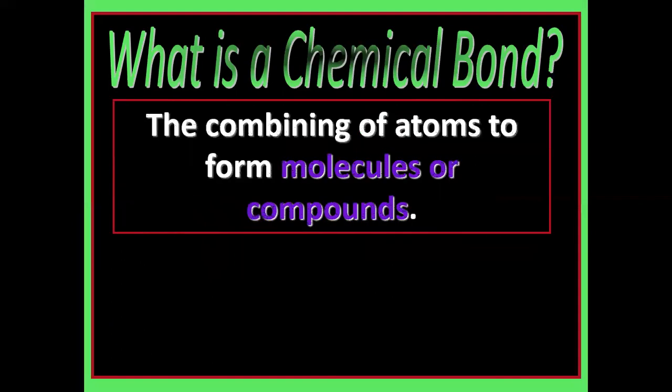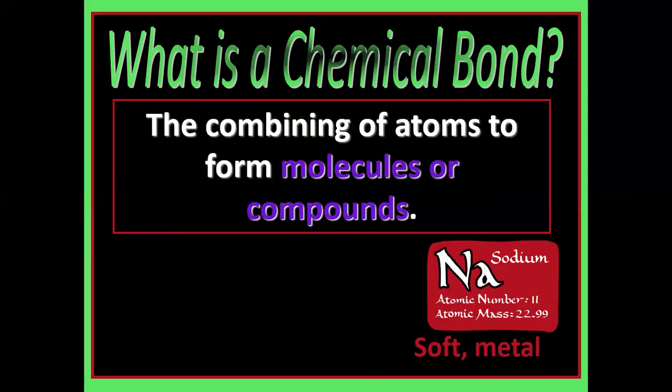What is chemical bond? The combining of atoms to form molecules or compounds, or the force of attraction that holds atoms together in a compound. The force of attraction that holds atoms together in a compound is called chemical bond. Like when two or more atoms react with each other, the force that is responsible for their attraction, that is responsible for their combination, is known as chemical bond.